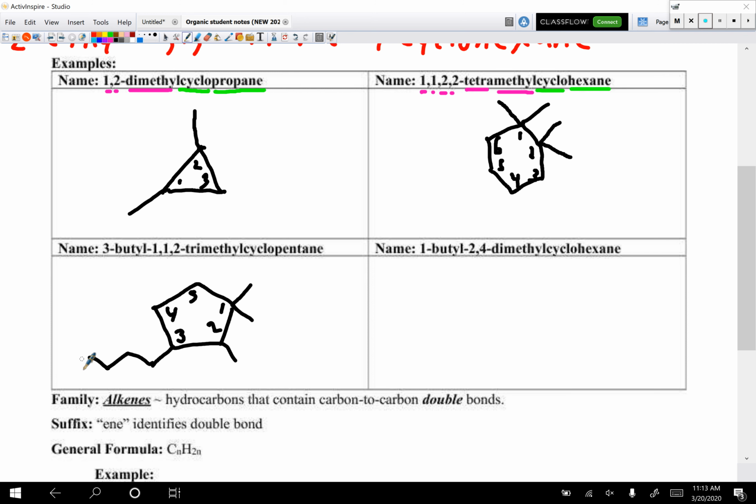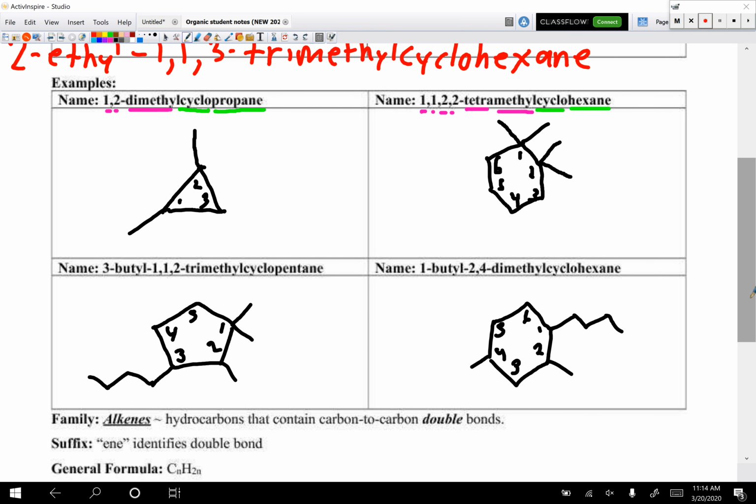And the last one, we have 1-butyl-2,4-dimethylcyclohexane. So we draw our cyclohexane, 6 carbons in a closed ring. I'm going to label carbon 1 right there. You can do it whichever way you want, but I just chose that one. Off carbon 1, I'm going to have my butyl, which is 4 carbons, so I go 1, 2, 3, 4. Off carbon 2, I have a methyl, and on carbon 4, I also have a methyl. And that's what our 1-butyl-2,4-dimethylcyclohexane will look like. So that is it for this particular lesson on cycloalkanes.